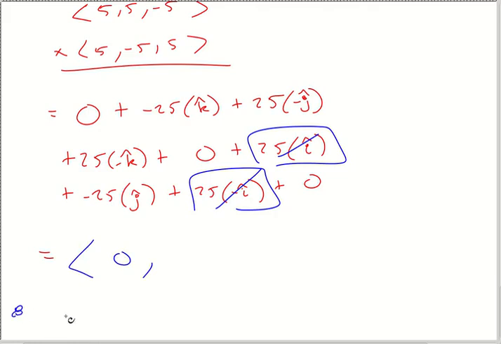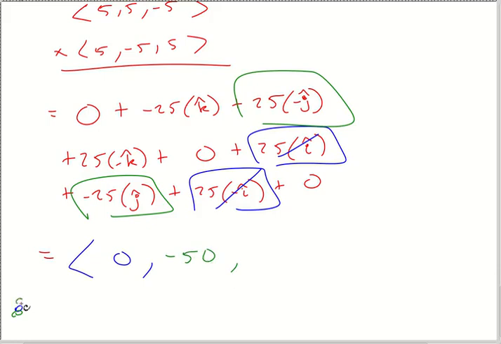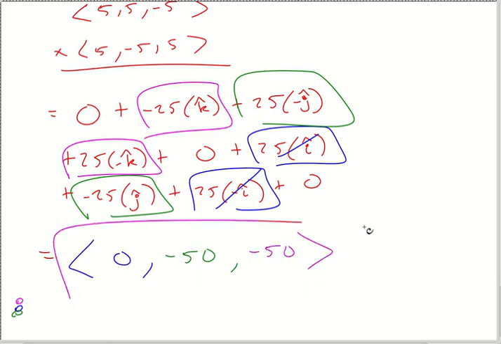That would be a 0 for sure. The next one, my J's, this guy and this guy. Notice a negative and a negative combined to make a -50 J. Notice I'm just putting it in the J component slot. And then finally my K's, negative, negative. So they're going to combine again to make a -50 in the end. So there's your answer for that cross product.